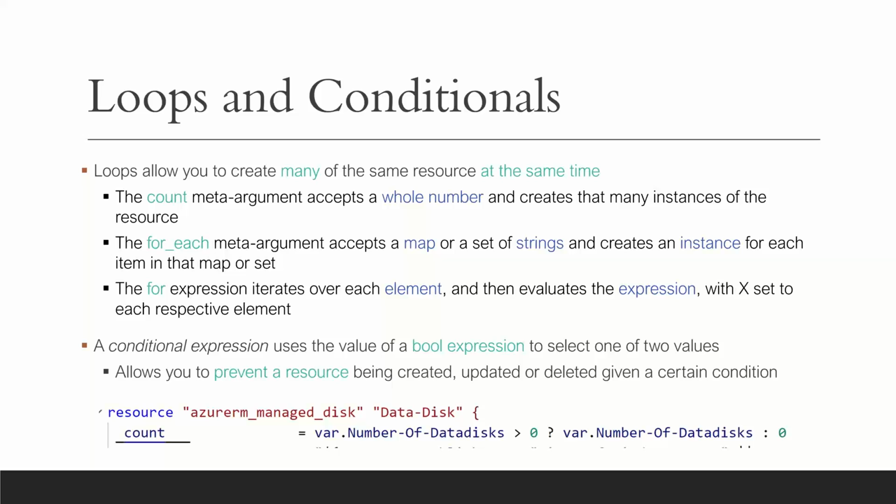And with that line there, what that basically means is if it's greater than 0, then we're going to create that many data disks. But if it's not, effectively, we're creating 0. And when Terraform sees 0 in the count for a resource, it ignores it. It basically does not create that resource at all.